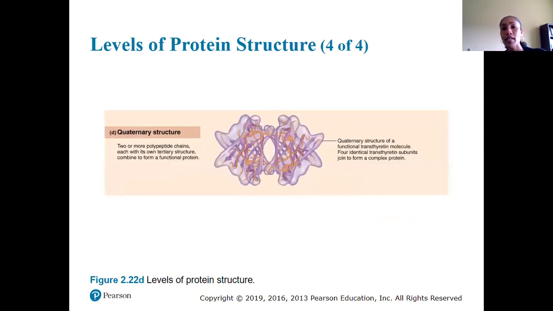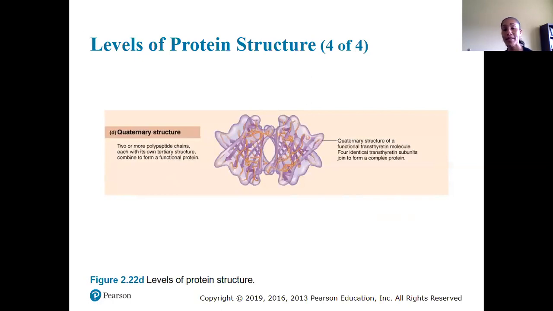However, a lot of proteins do need to get to the quaternary level of the protein structure to be most functional. And when we're at the quaternary level, we're linking more than one amino acid chain together in this glob to form a fully functioning protein. So here we see one amino acid structure here and then another amino acid structure here. We're linking these two polypeptide chains together to form a fully functioning protein.